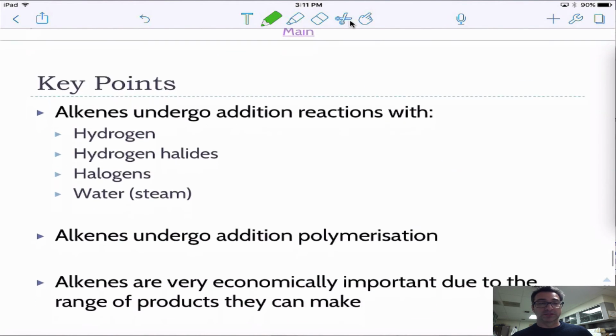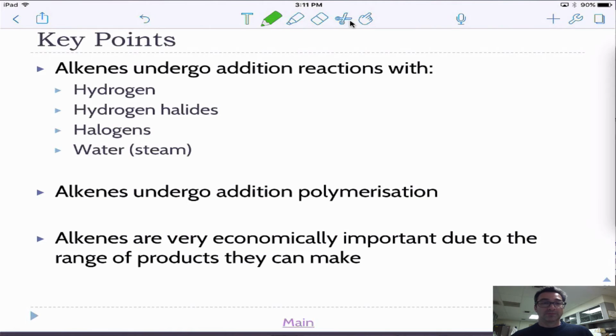Alright, so some key points for this part of the unit. The alkenes undergo these addition reactions. You could add hydrogen, you could add hydrogen halides, you could add halogens, you could add water. Water will form an alcohol, halogens will form a dihalide, hydrogen halides will form just a halide, hydrogen will take it from an alkene to an alkane. Alkenes can also undergo addition polymerization. We study alkenes because they happen to be very important to make a large range of products like polystyrene. And also remember, the test for alkenes is using bromine water.